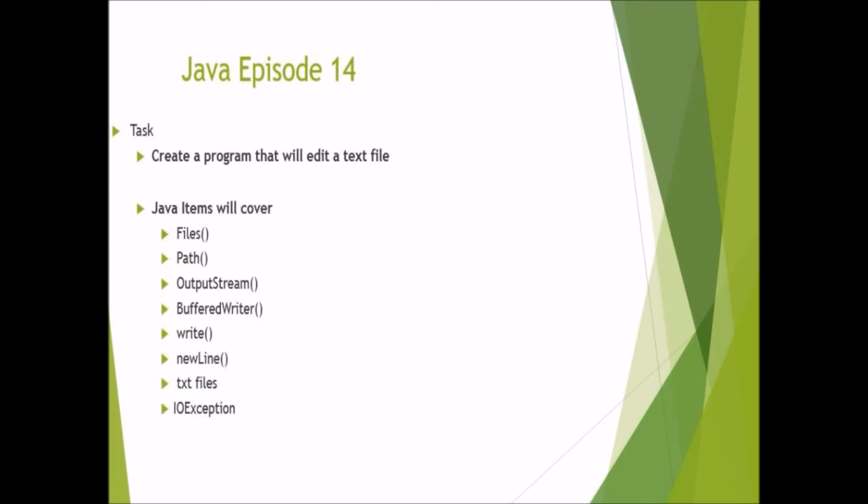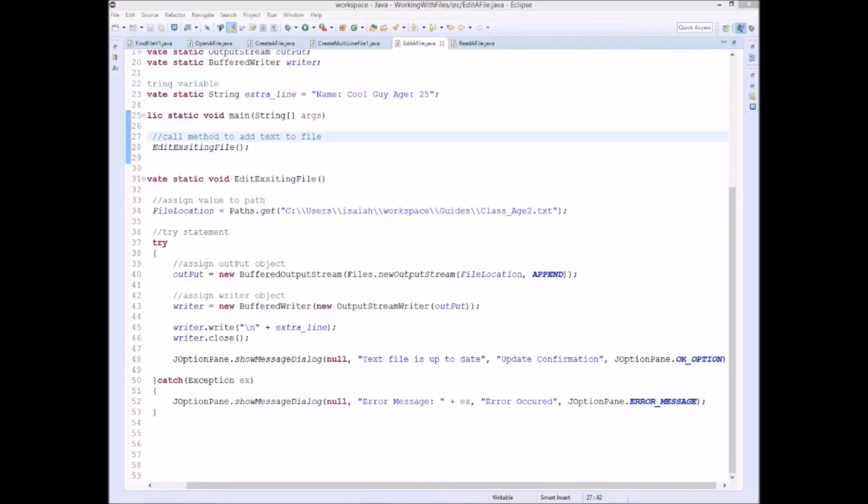Just to cover real quickly, some of the items we'll be covering are the write method, newLine, files, path, OutputStream, BufferedWriter, and we'll be dealing with exceptions again. Go ahead and get Eclipse started. I have already written the code, but I will go ahead and delete it and we'll start from scratch.